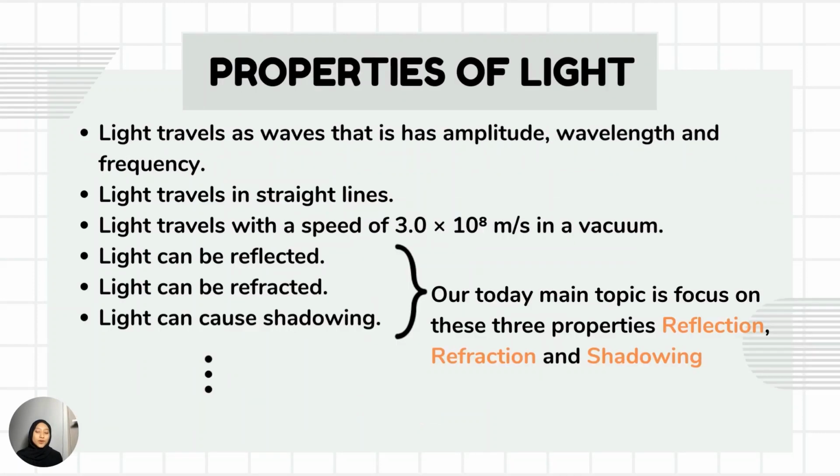Next one is properties of light. Light travels as a wave and it produces amplitude, wavelength, and frequency. It also travels in straight lines with a speed of 3.0 times 10 to the power of 8 meters per second in a vacuum. The main purpose of this video is to further explain these three properties, which are reflection, refraction, and how light causes shadowing.